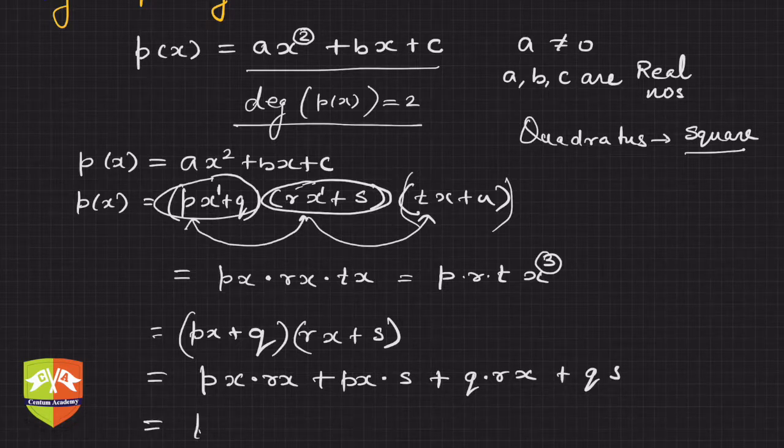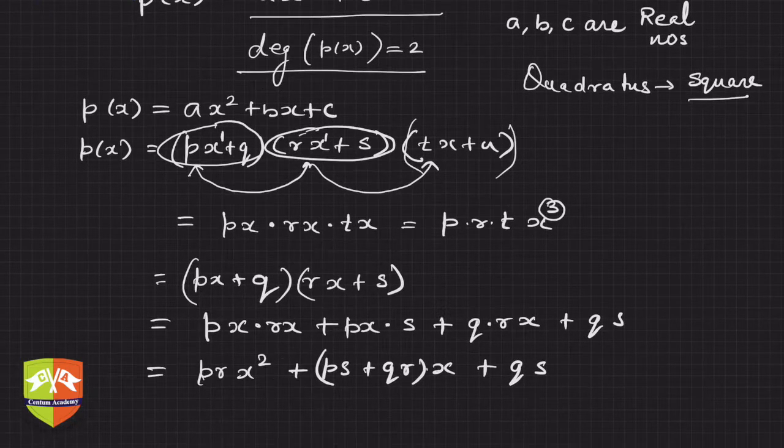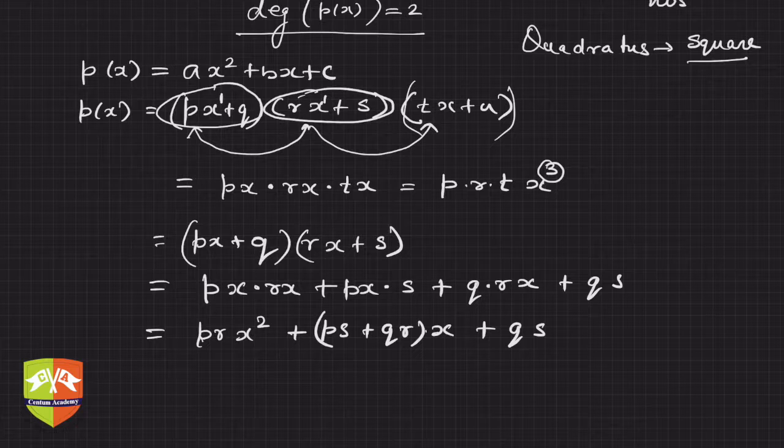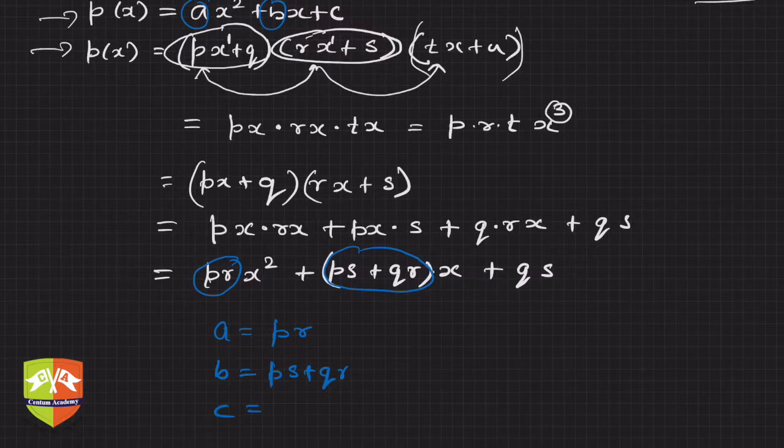So if you club them together, it is pr x squared, right? And then plus, this is nothing but (ps plus qr) times x plus qs, isn't it? Now, if both the polynomials are same, then you can compare the coefficients. So, this coefficient a must be equal to pr. Similarly, b must be equal to ps plus qr. And c is nothing but qs. If you check, this c is the constant term here, qs.